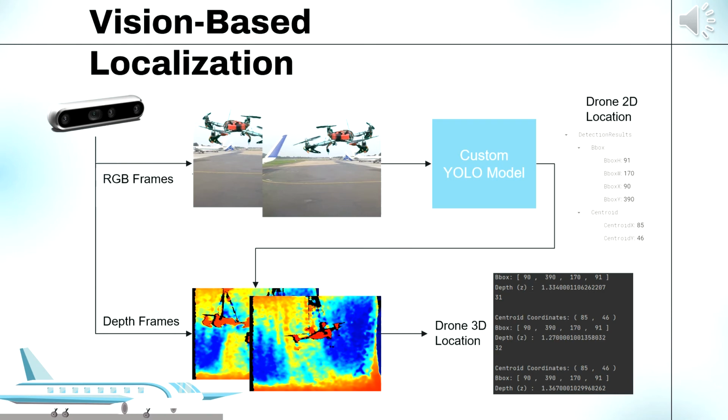The RGB frames are passed to a custom YOLO model for detection. This figure shows the obtained 2D location of the detected drone. The 2D location, or centroid, is then passed to the depth estimation module, which returns the 3D location of the unauthorized drone as can be seen.